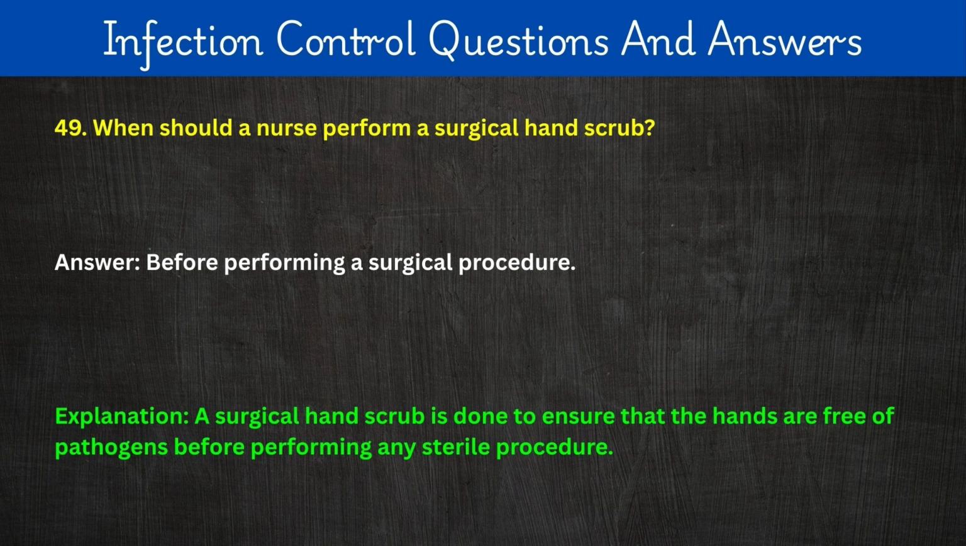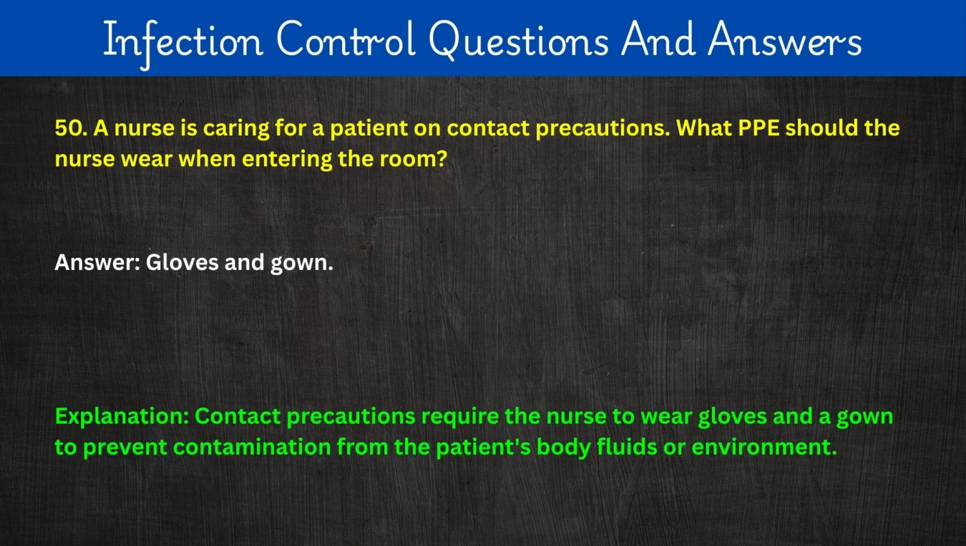49. When should a nurse perform a surgical hand scrub? Answer: before performing a surgical procedure. Explanation: a surgical hand scrub is done to ensure that the hands are free of pathogens before performing any sterile procedure.